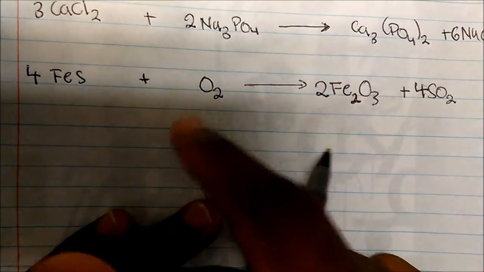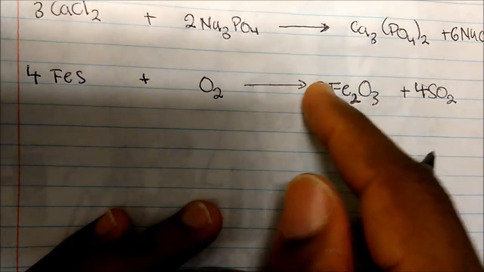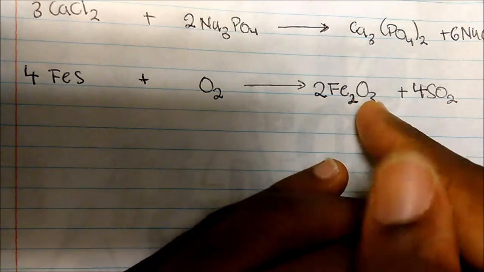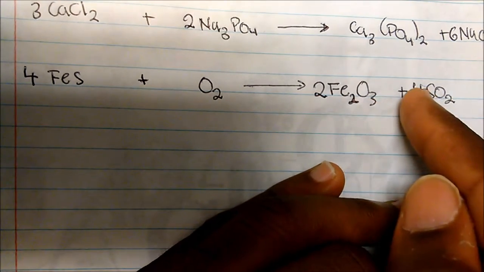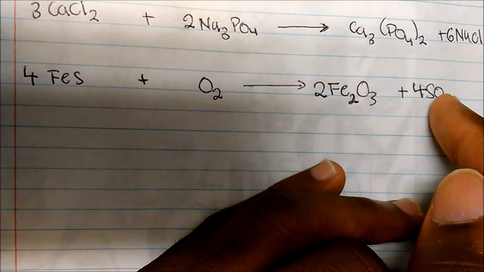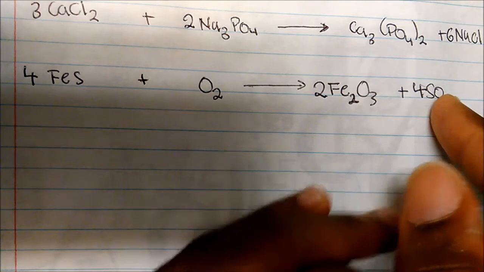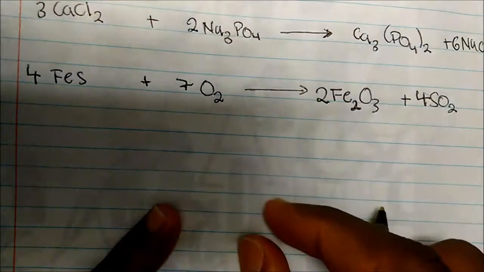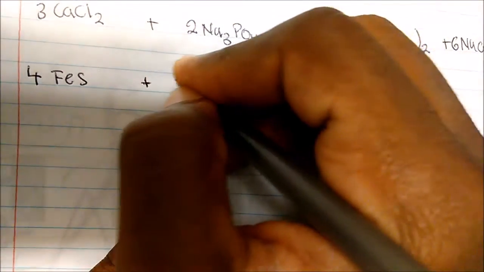Now look at my oxygen. Okay, I have 2 oxygens over here. I have 2 times 3, which is 6. Okay, so I have 2 times 3, which is 6, plus 4 times 2. So we have 8 plus 6, which happens to be 14 oxygens over here. Well, 2 times 7 also happens to be 14. Okay, and so this is the balanced chemical equation.